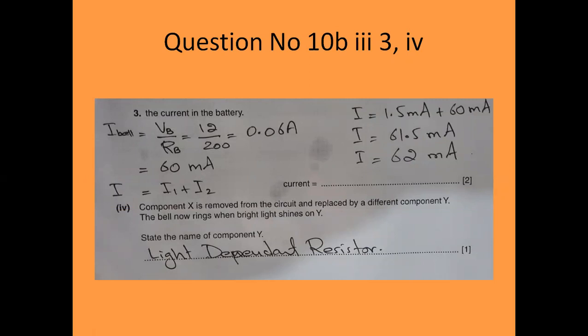The current along the bell will be the voltage across the bell divided by the resistance of the bell. That will be 12 volt divided by 200 ohm, and that will be 0.06 ampere. In milliamperes, it will be 60 milliampere. So the total current coming from the battery will be the current in the first branch and the current in the second branch. That will be 1.5 milliampere plus 60 milliampere, so it will be 61.5 milliampere, approximately 62 milliampere.